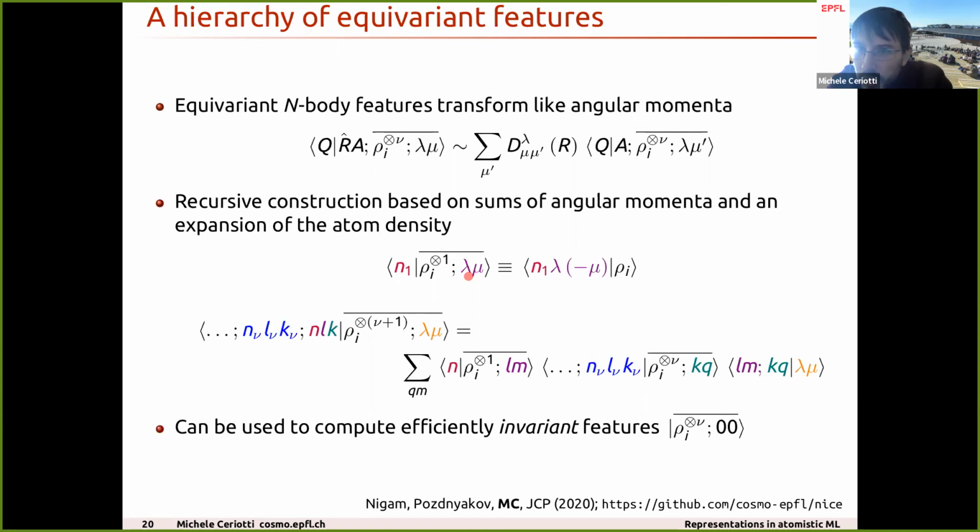In which of your papers do you introduce your rotation and translation invariant representation by atom-centered Gaussians?